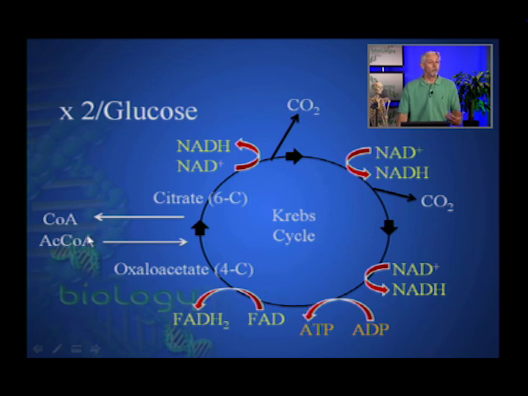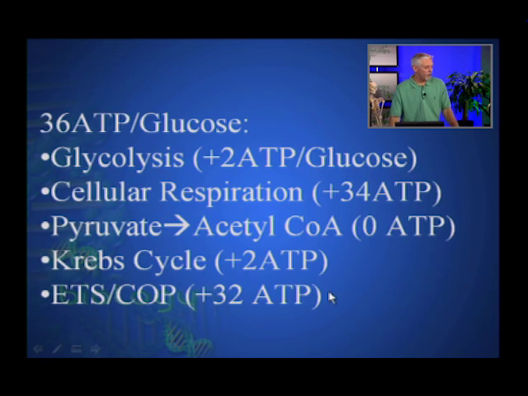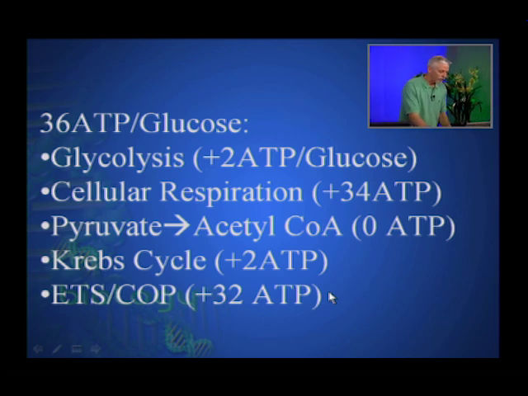So since we start with 1 glucose, that'll generate 2 acetyl coenzyme A's. So that really means we get 2 turns of this cycle. So 2 ATPs are generated by the Krebs cycle for each glucose that we start with. Okay, and let's go ahead and look at the animation now to look at these steps.